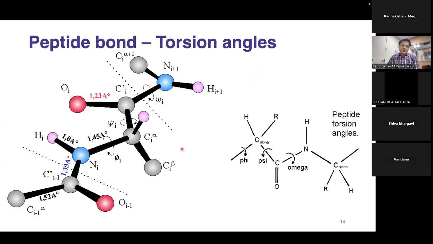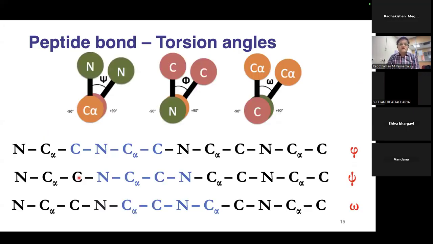So the rotational bonds are phi, psi, and omega, and phi and psi are the most important rotational bonds, using which we can determine whether this particular polypeptide chain can form a helix or a beta strand or something else. If you look at what type of bonding leads to a psi or phi or omega, you can see with the psi, it's the N, C alpha, C.